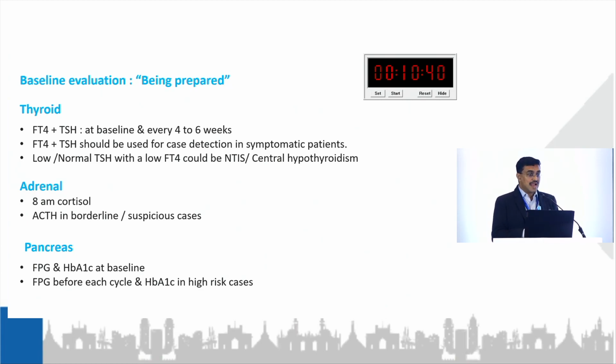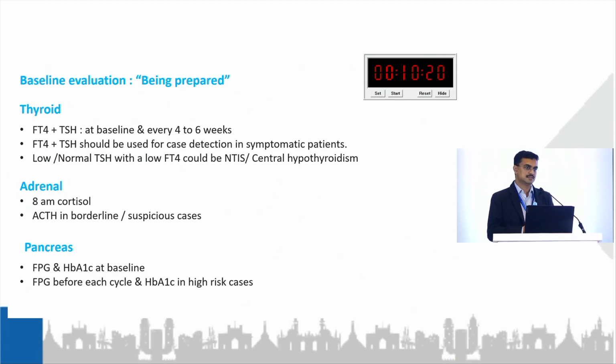So the guideline says that you need to do a free T4 and TSH at baseline and every 4 to 6 weeks. And for the adrenal, you need an initial evaluation by 8 AM cortisol. And in borderline cases and suspicious cases, you need to follow up the same investigation along with, plus or minus, ACTH. And pancreas, obviously, we need to do an A1C and FPG at baseline.